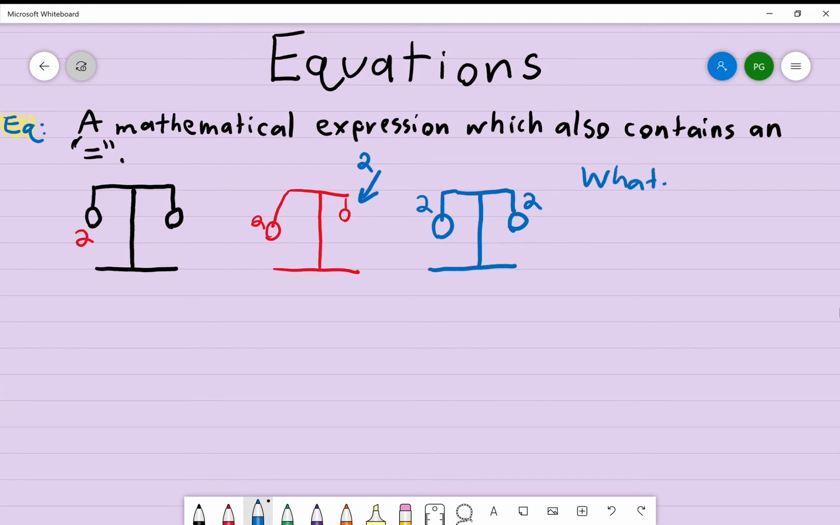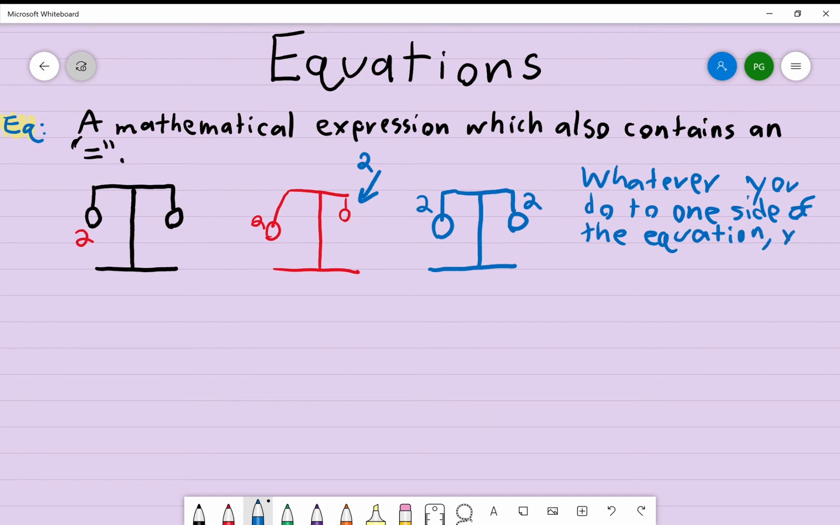Whatever you do to one side of the equation, you have to do to the other side as well.